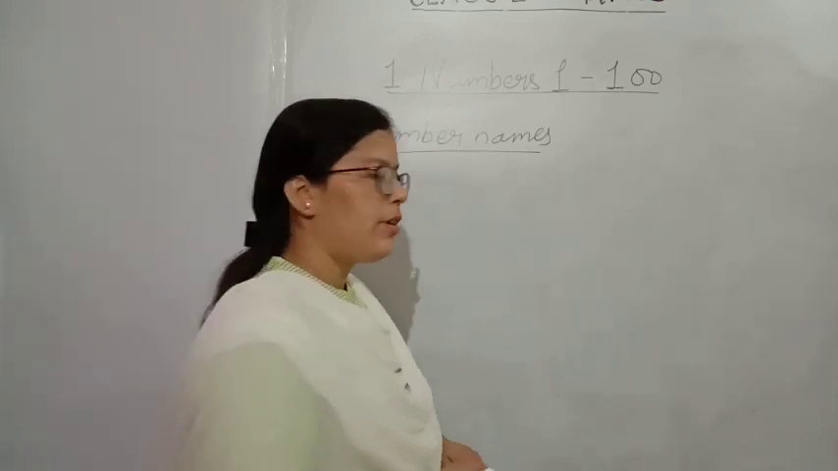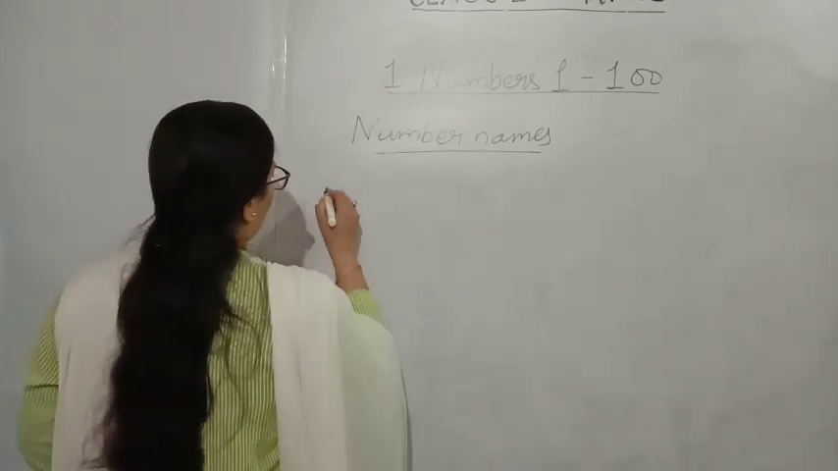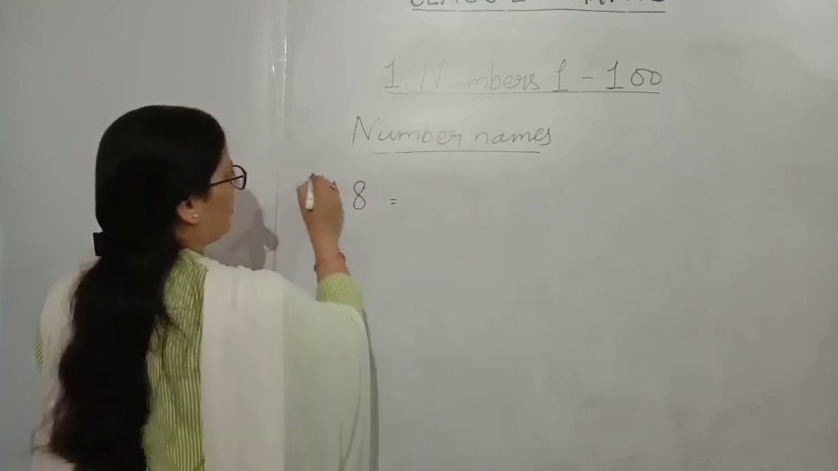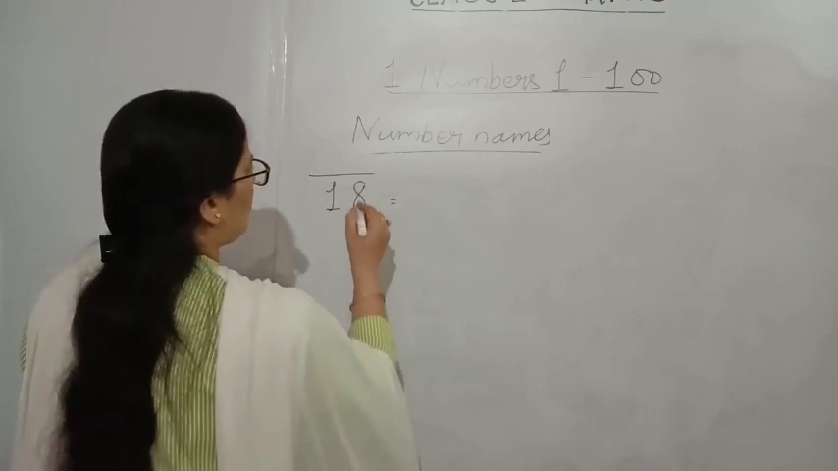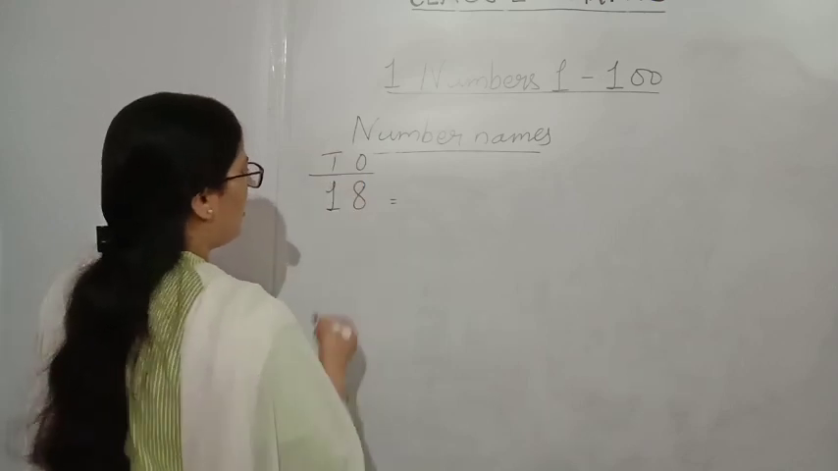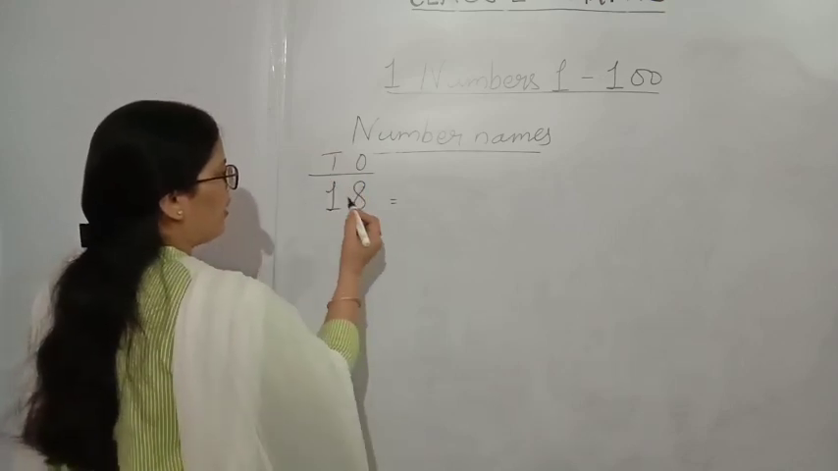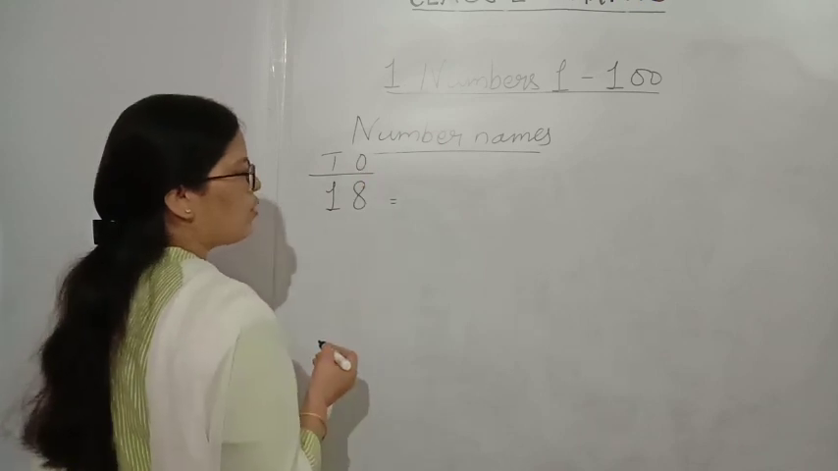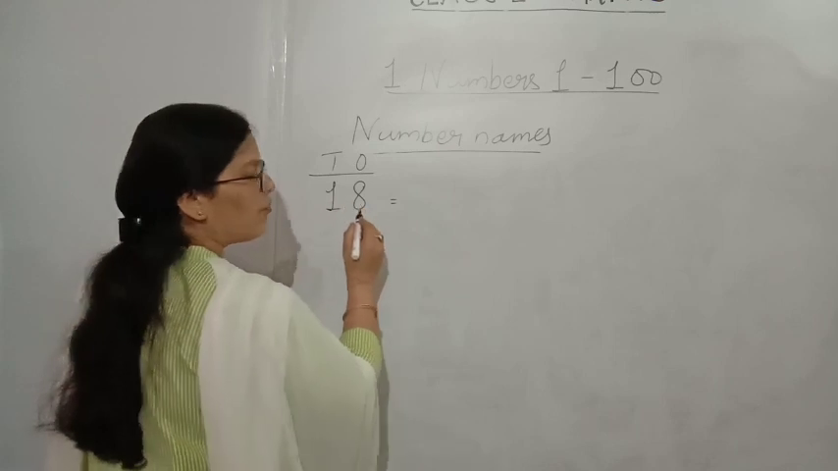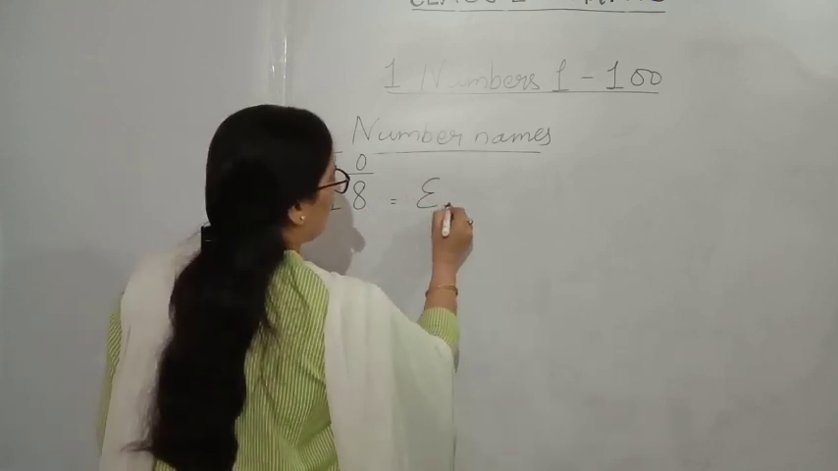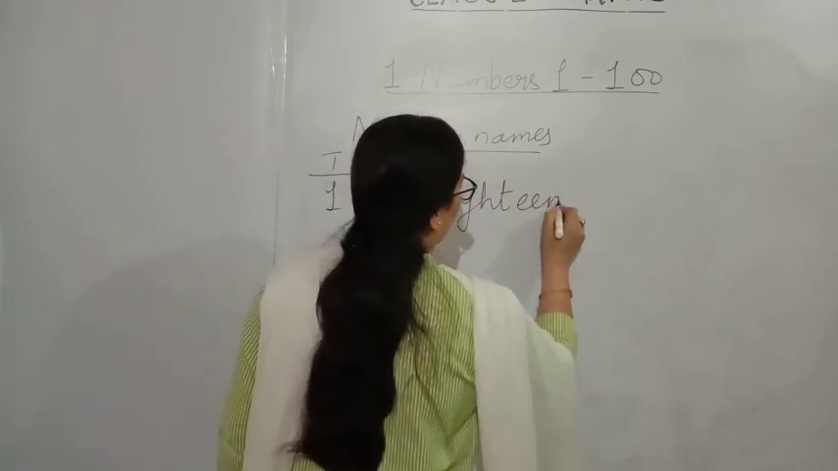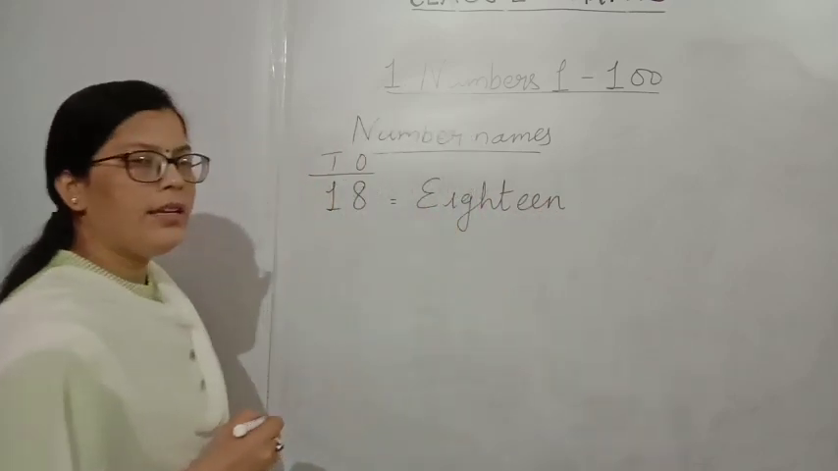So let us take some more examples. 18. Okay, now 8 is at ones place and 1 is at tens place. Okay, so it is 1 ten and 8 ones. So 10 plus 8 together forms the number 18. So its number name is Eighteen.